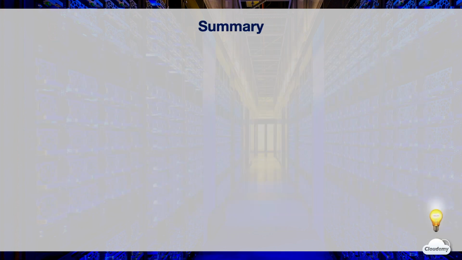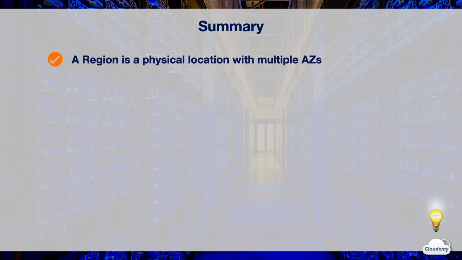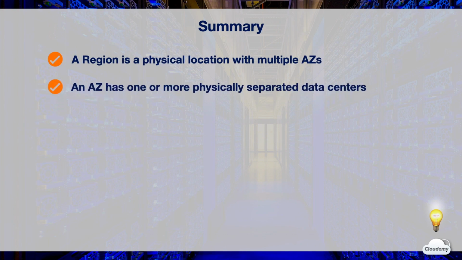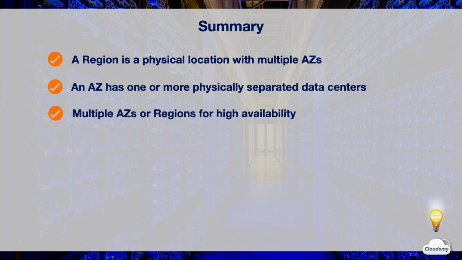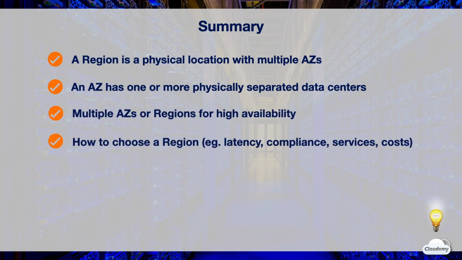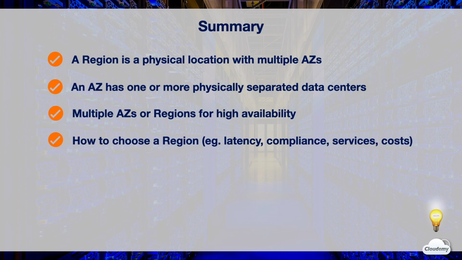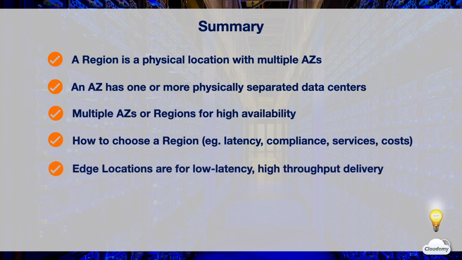In this episode, we've learned about AWS regions, availability zones, and edge locations. Each region is a physical location with multiple availability zones. Each AZ has one or more physically separated data centers. Many AWS services have built-in high availability features. When you choose a region, you need to consider latency, compliance, regional services, and cost. Edge locations are part of the Amazon Global Content Delivery Network, to cache data for low latency, high throughput content delivery.